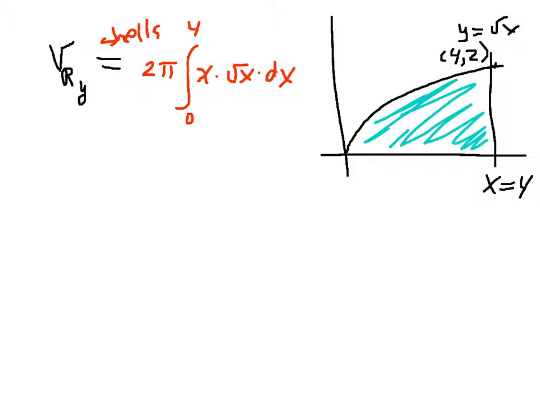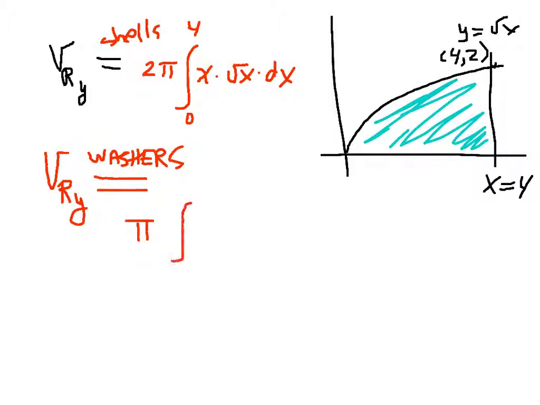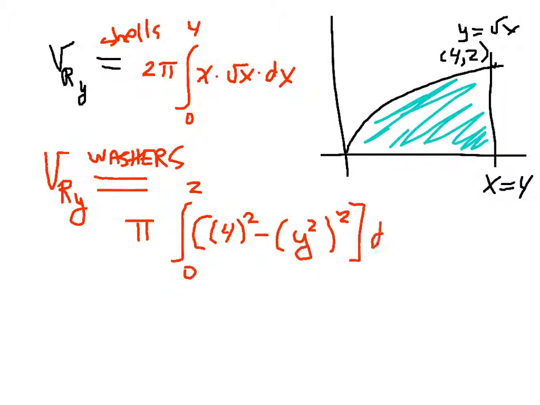But how about if we wanted this same volume, and now we want to use washers? Okay, so that's going to be pi times the integral from 0 to 2 of 4 squared minus y squared. That's what x is equal to, y squared, squared dy. So that's worth thinking about a little bit.